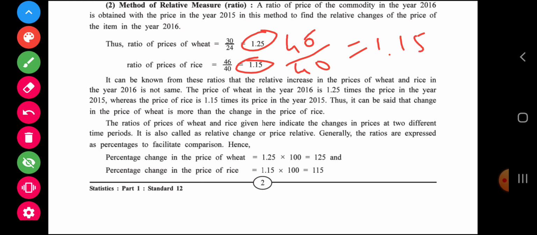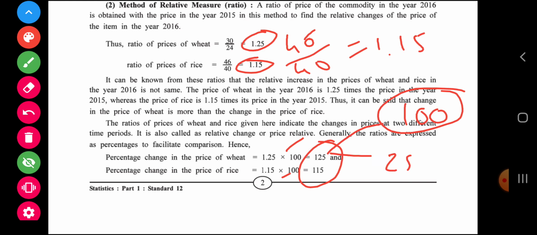If we multiplied this figure with 100, you can see here, then it is coming 125 and 115. Now if we take the price of base year for both items, it is 100, then we can conclude that the price of wheat is increased by 25%, while the price of rice is increased by only 15%.